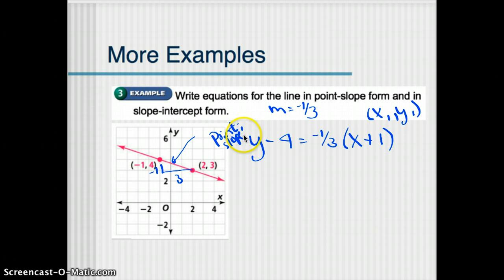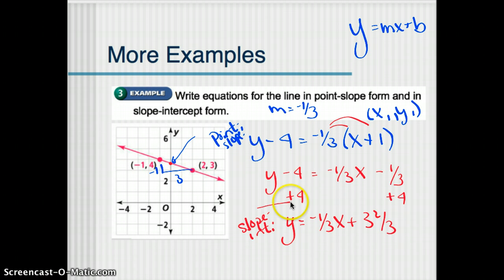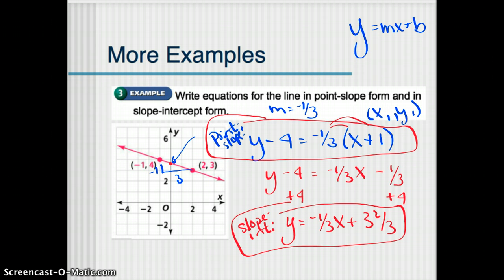To get it to slope intercept form, which is y equals mx plus b, in my opinion, the easiest way is just to solve this equation for y. So I would go ahead and start distributing and doing the things I know how to do. So I know that y minus 4 equals negative 1/3 x plus negative 1/3, or just minus 1/3. That's not in slope intercept form yet because I have an extra number with y. So I'm going to add 4 to each side. And then it looks like y equals negative 1/3 x plus 3 2/3. So this is slope intercept form. And if I look to see if that makes sense, it looks like right there, my y-intercept looks very close to 3 2/3. That seems very logical. So I would recommend that you start out with point slope form and then transfer it to slope intercept form.